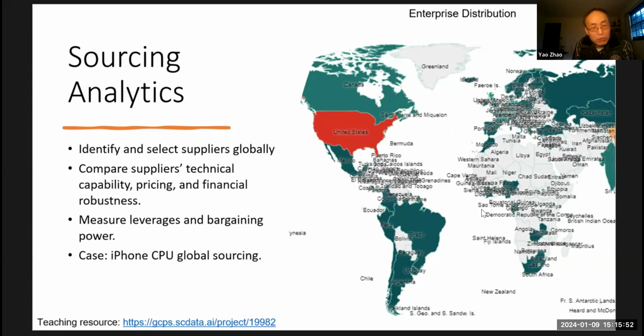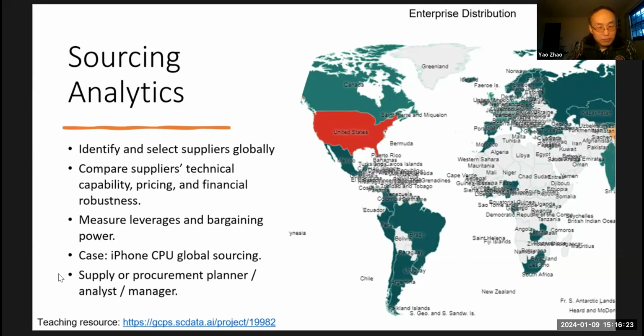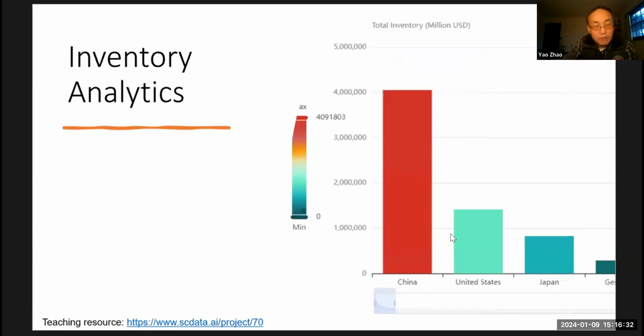Now, the case we have built into this course module is the iPhone's CPO global sourcing. So how Apple sources semiconductors for its smartphones. It's a very interesting story, and the conclusion you will draw will be very close to what Apple actually designed, their actual plan. Of course, this is useful for supply and procurement planners, analysts and managers. As I said on a previous page, you can access the teaching resources through this link.